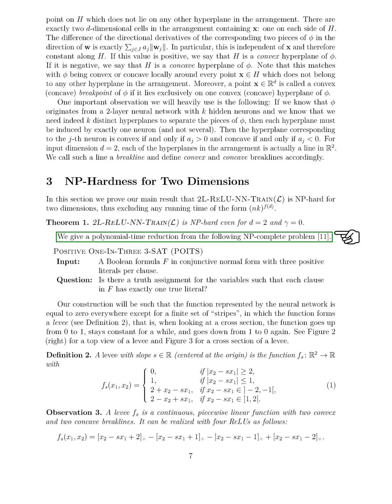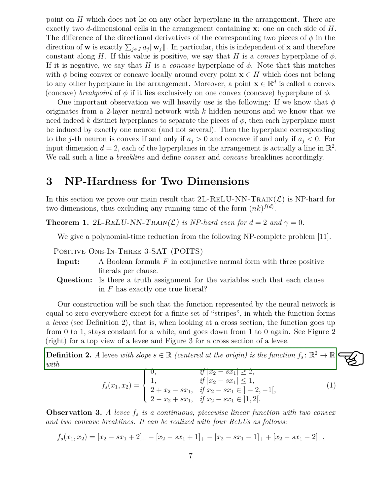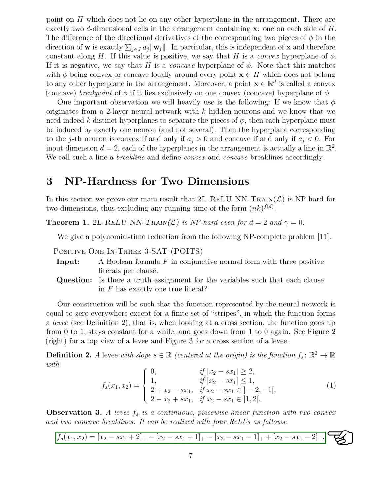We'll do this by reducing it from another NP-complete problem. Our construction will be such that the function represented by the neural network is equal to 0 everywhere except for a finite set of stripes, in which the function forms a levee, or a ridge. A levee with a certain slope is a continuous, piecewise linear function with 2 convex and 2 concave breaklines. It can be realized with 4 ReLUs.